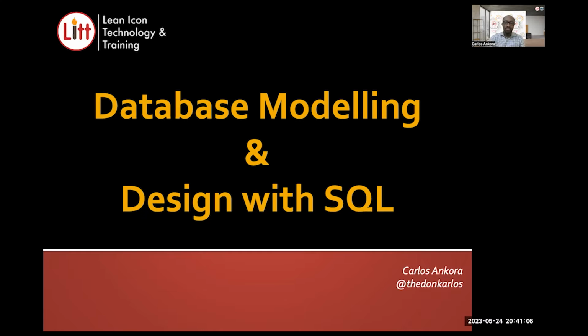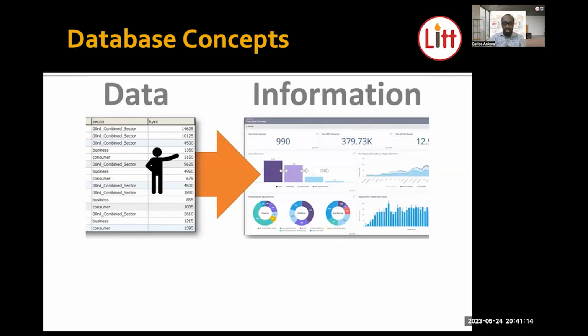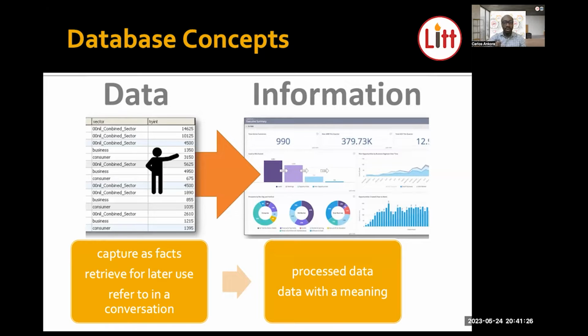Let's dive in now. We'll start with the database concepts. Talking about data and information, these are fundamental concepts in the realm of databases. Data refers to raw, unprocessed facts, figures, and symbols that represent various elements of the real world. It can be in the form of text, numbers, images, audio, and any other type of digital representation. Data is typically stored in databases and serves as the building blocks for generating information.